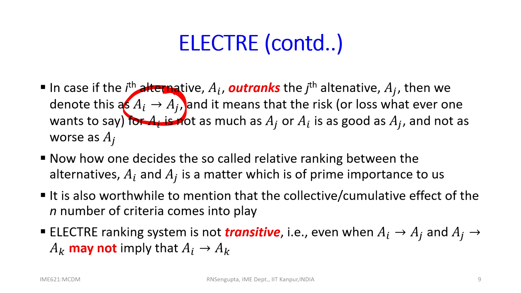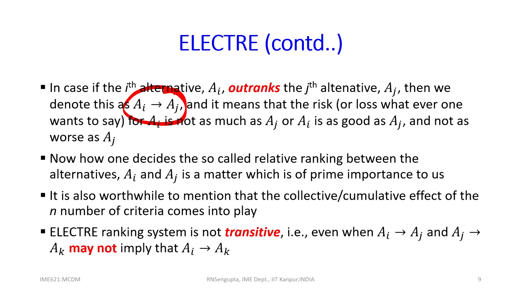So, by risk and loss I basically mean the disbenefit: AI is as good as AJ and not worse than AJ. I am trying to look at the picture, as I said a few minutes back, from both the benefit and the disbenefit side. Ideally, what would it be? I get all the benefits and do not get any disbenefit, meaning the disbenefit of the overall point is 0, which cannot be.